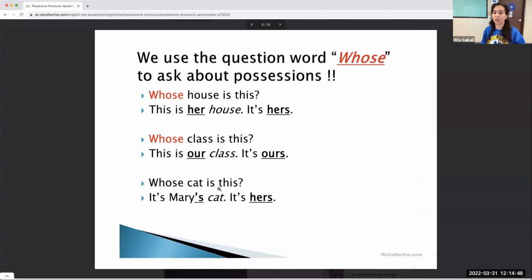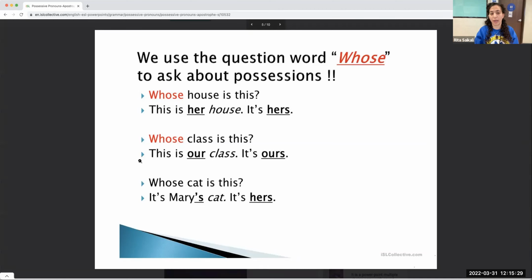We use question words like whose to ask about possession. So if you are asking a question about who this belongs to, you can say whose. Whose house is this? This is her house, or you can say it's hers. So if we're saying this is her house, we use the noun, right? Because her is a possessive adjective. It's hers, no noun. Yeah?